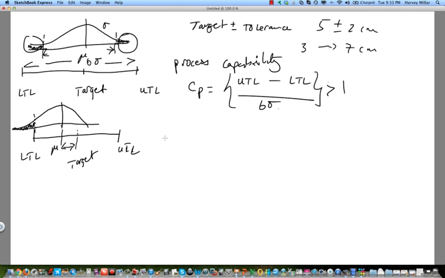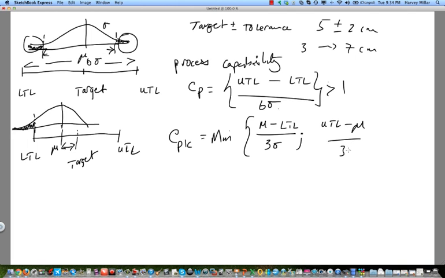So in a case like that, we redefine our process capability as CPK, which is the minimum. What we do is we take a left side tolerance and a right side tolerance. On the left side, we say it is the mean minus the lower tolerance limit divided by 3 standard deviations. Then we consider the other half, the upper tolerance limit minus the mean divided by 3 standard deviations, and we'll take the minimum of those two.